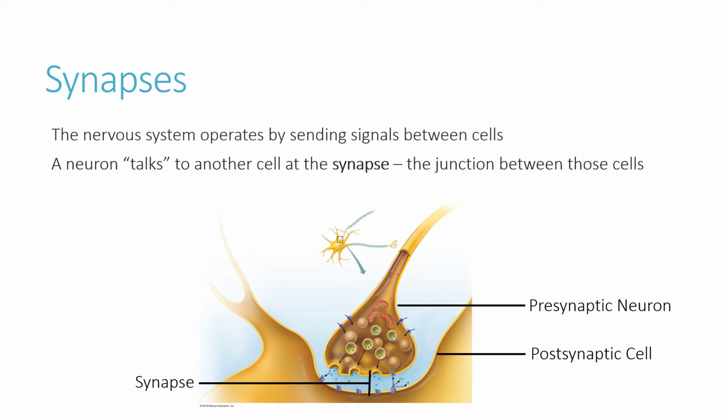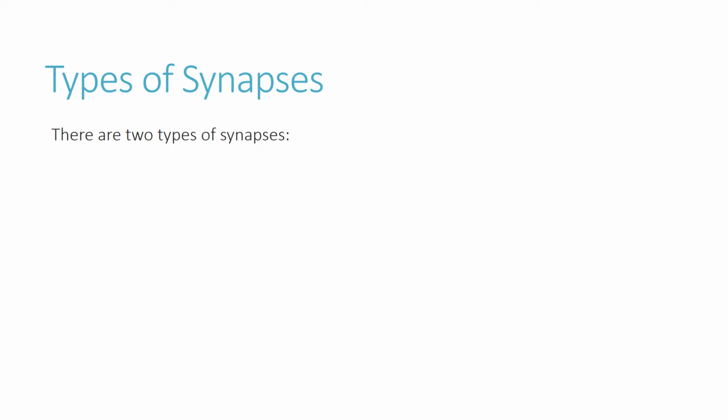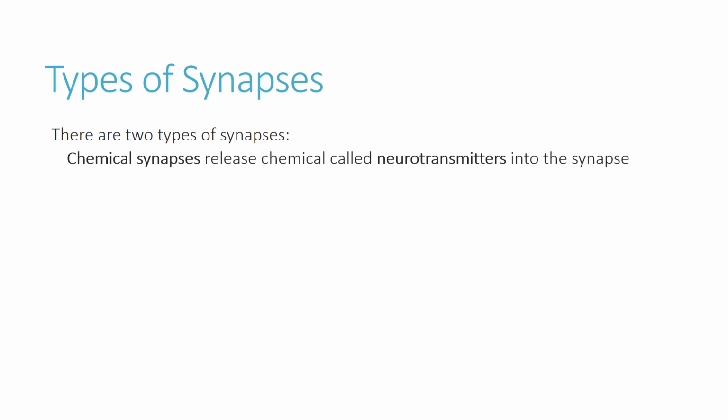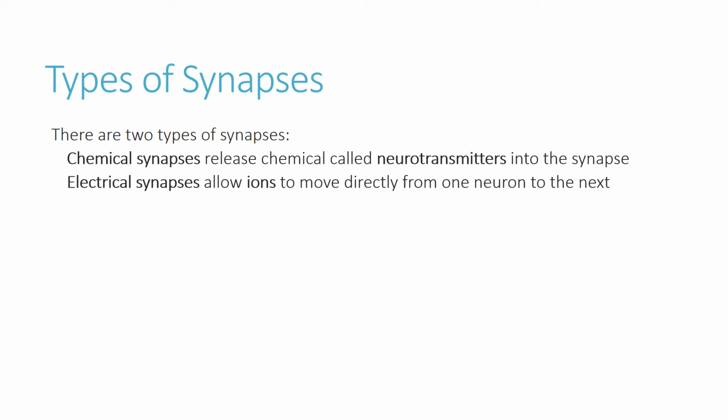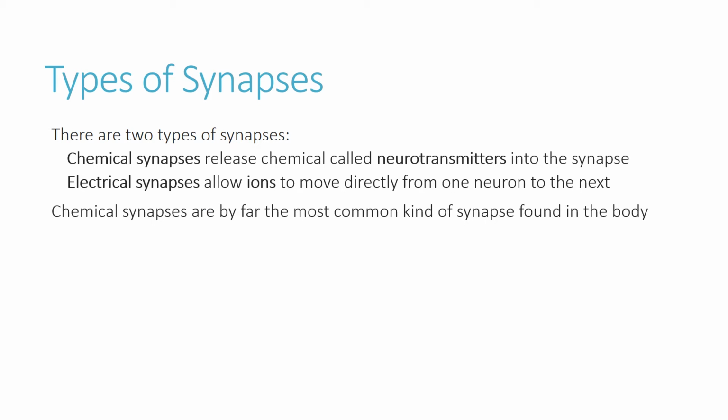It may be a neuron, but it may also be some other kind of cell, like a muscle or a gland. There are two major types of synapses that we find in the body. The first is referred to as a chemical synapse because it releases chemicals called neurotransmitters into the synaptic cleft. The second is called an electrical synapse because it allows ions to move directly from one neuron into the next. Of these two types of synapses, the chemical type is by far the most common found in the body.